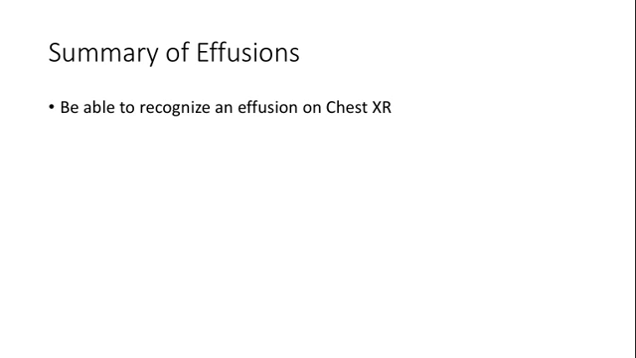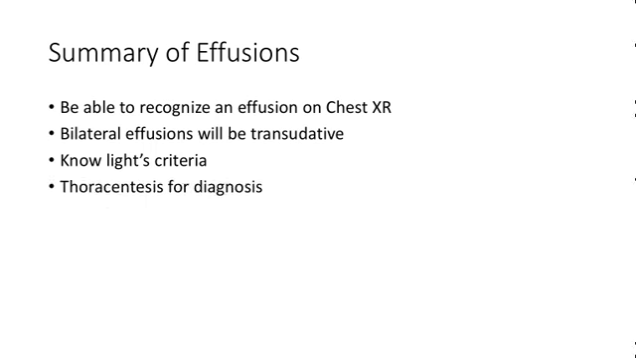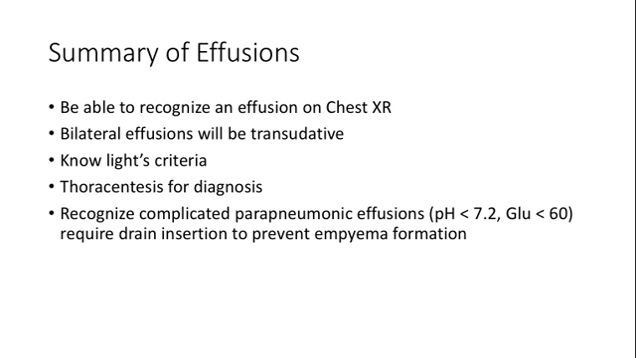Just in summary, be able to look at the x-ray and recognize blunting of the costophrenic angle, the classic signs of an effusion on x-ray. And if it's bilateral, it's transudative. Know your Light's criteria. Use a thoracentesis for diagnosis and potentially for therapeutic treatment. And again, complicated parapneumonic effusions. I cannot stress this to you enough. Be able to know what is complicated based on pH and glucose versus what is uncomplicated. If it's uncomplicated, you give them antibiotics and you don't drain it. If it's complicated, you get in there and you drain it and you give them antibiotics.